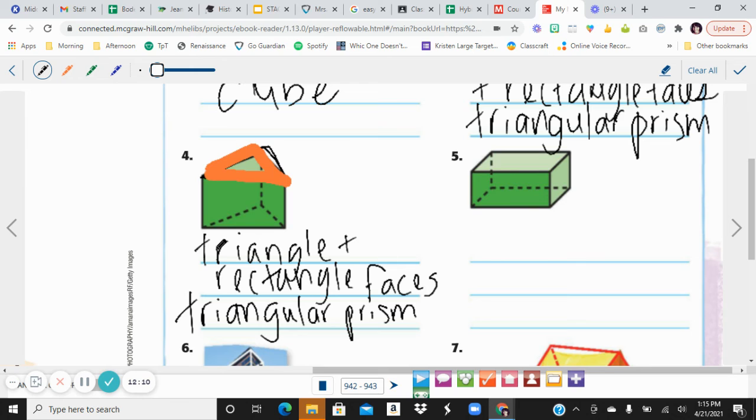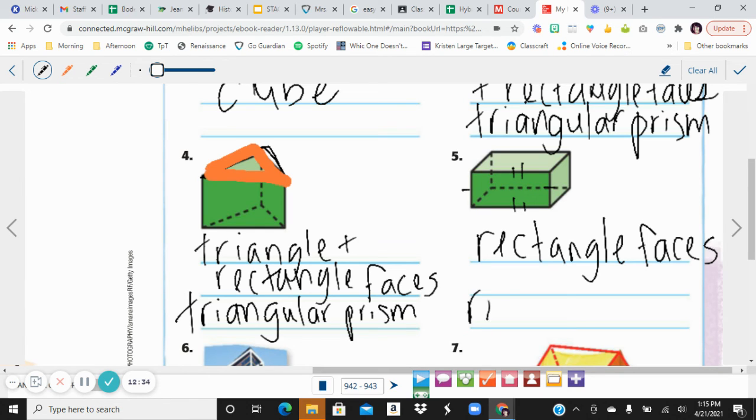Okay, let's take a look at number 5. If you need to pause it to finish writing step 6, you may. Number 5, I see rectangle faces only. They're not cubes. They're not square faces. They're rectangles. This side is congruent to this side, and this side is congruent to this side. So this is a rectangular prism. Rectangular prism.